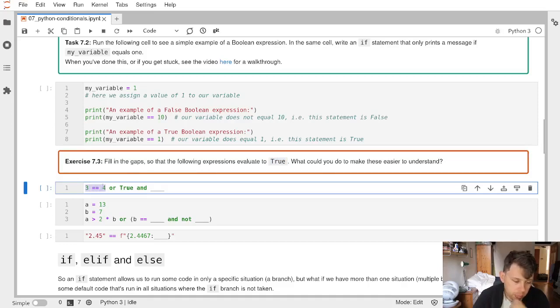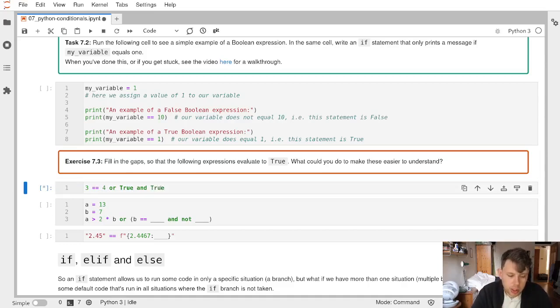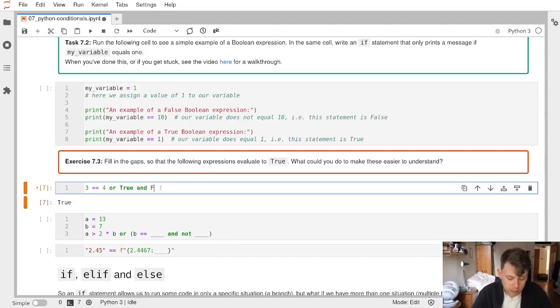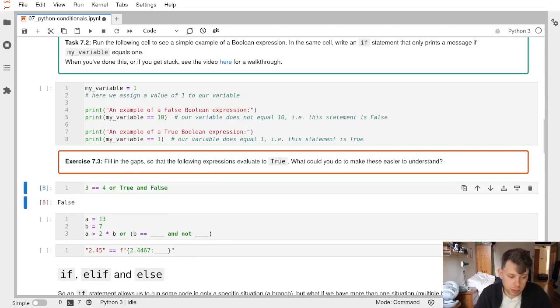That's true. We've got true or true. And as long as the left side of an or is true, the whole thing will evaluate to true. And then we've got this and. So unlike an or, both sides of an AND have to evaluate to be true. So we know this left side of the AND evaluates to be true. So we need to put a true here for the right side too. And if I put a false, then it will be false.